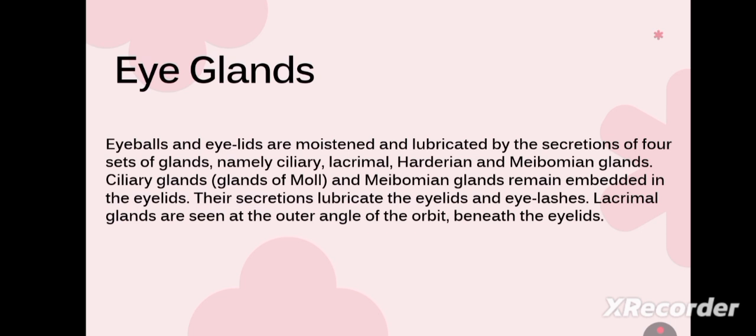Next, eye glands. Eyeballs and eyelids are moistened and lubricated by the secretion of four sets of glands, namely ciliary, lacrimal, Harderian, and Meibomian glands. Ciliary glands and Meibomian glands remain embedded in the eyelids. Their secretion lubricates the eyelids and eyelashes. Lacrimal glands are seen at the outer angle of the orbit beneath the eyelids.